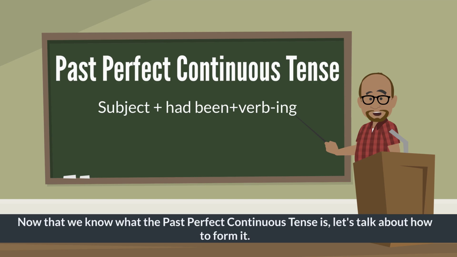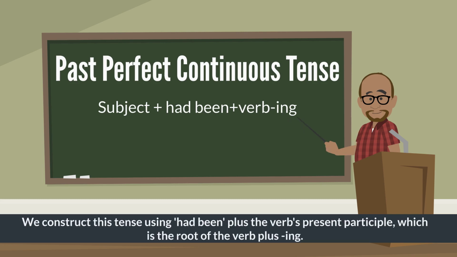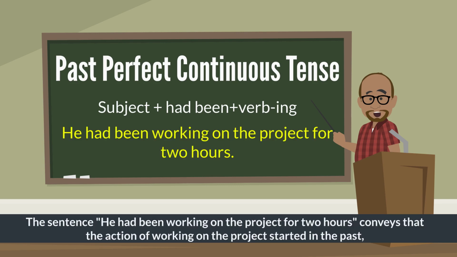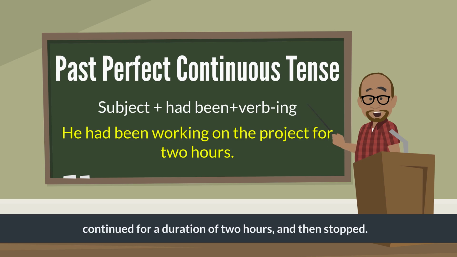Now that we know what the past perfect continuous tense is, let's talk about how to form it. We construct this tense using had been plus the verb's present participle, which is the root of the verb plus ing. The sentence "he had been working on the project for 2 hours" conveys that the action of working on the project started in the past, continued for a duration of 2 hours, and then stopped.